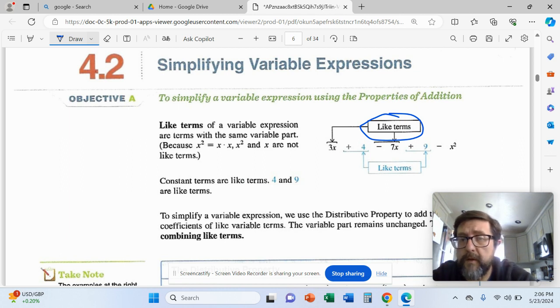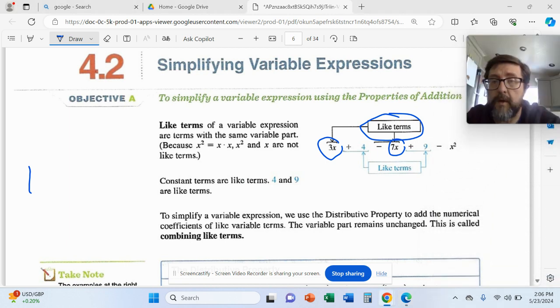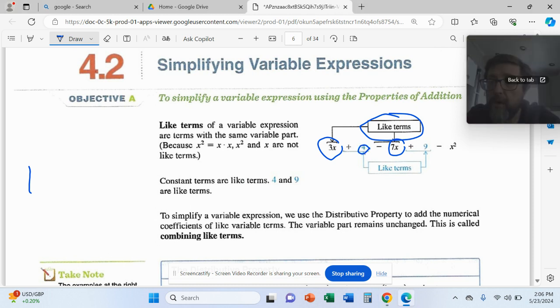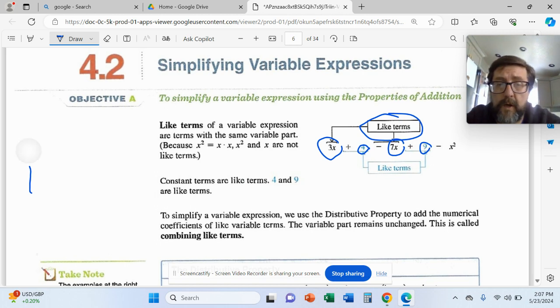So you look here, you have 3x and you have minus 7x. Well, those can be combined. So it would be a negative 4x. And you could combine the 4 and the 9. So you're adding a 4 and a 9. And the x squared doesn't have anything to combine it with.